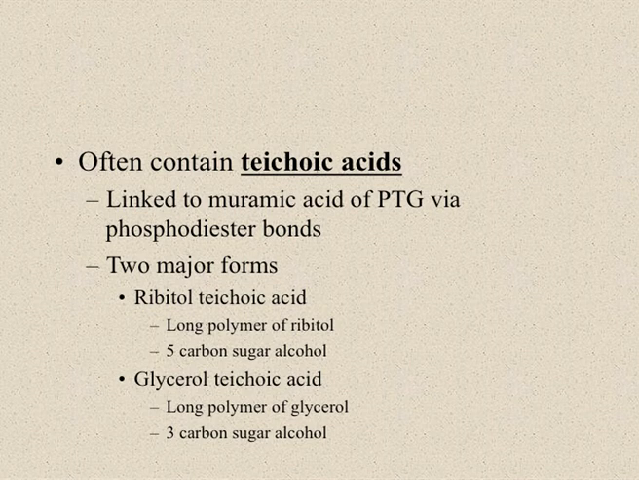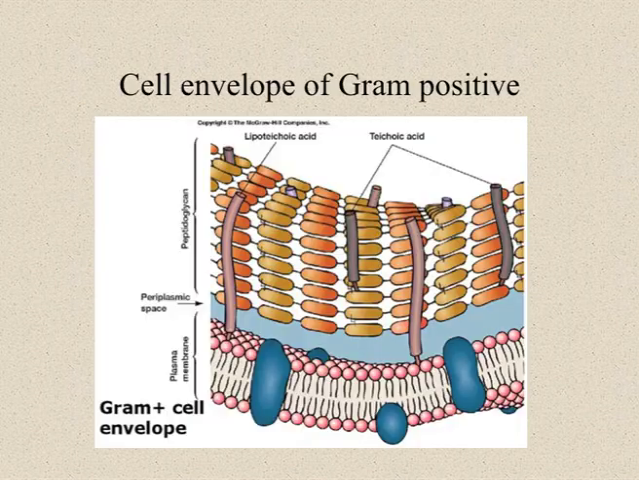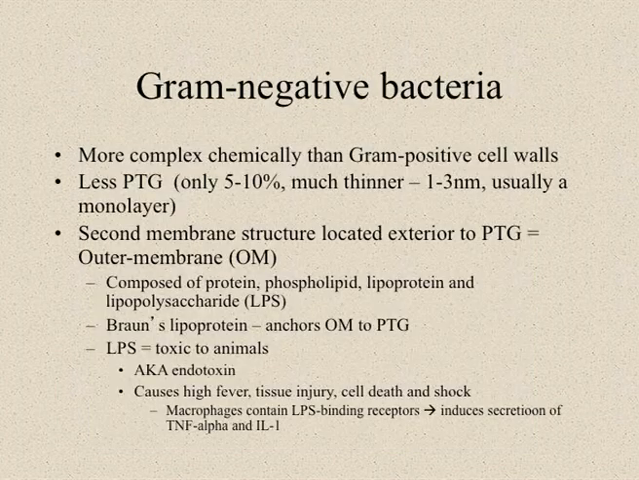These are linked to muramic acid of peptidoglycan with phosphodiester bonds. When you look at the cell wall of gram positive bacteria, these are teichoic acids and these are peptidoglycan units. They provide rigidity and structure to the bacterial cell wall. And then gram negative bacteria are more complex chemically than gram positive cell walls.